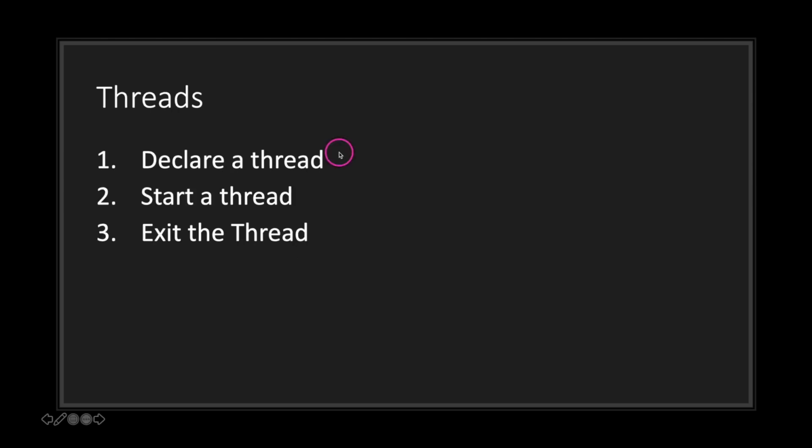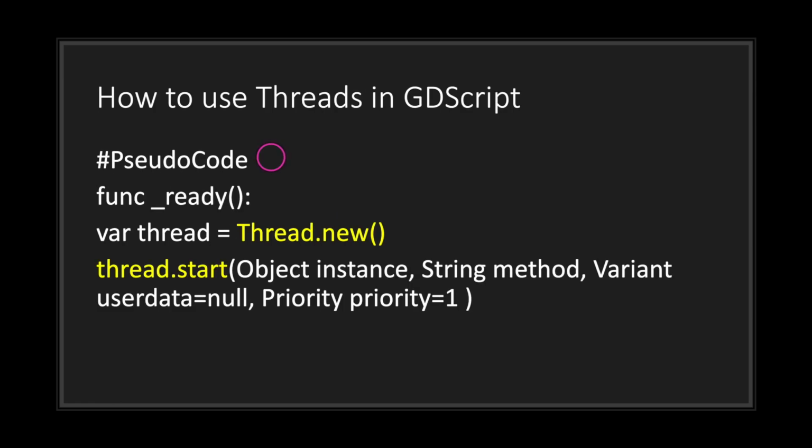Now, thread declarations in different languages are different, but they follow similar processes. The first is to declare a thread, then you need to start your thread, and then you need to exit the thread. How exactly do you go about using threads in GDScript? Well, first, you need to declare a thread. In this case, we use the new method on the global class Thread and assign that to a variable. Then we can go ahead and start the thread.